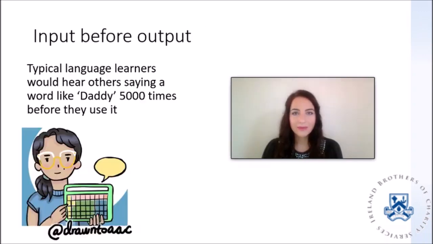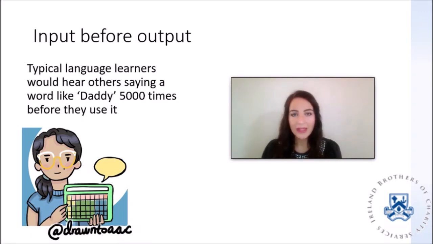Remember, with AAC systems and ALI, it's about input and not output, although if we do get some output, that's a great benefit. We need to be patient and commit to modeling for a long time. We know from research that typical language learners will hear a word like daddy about 5,000 times before they'll start to use it. So we need to make sure that we're providing as many models of a word as possible so that our language learner has the greatest chance at understanding the word and hopefully maybe using the word.